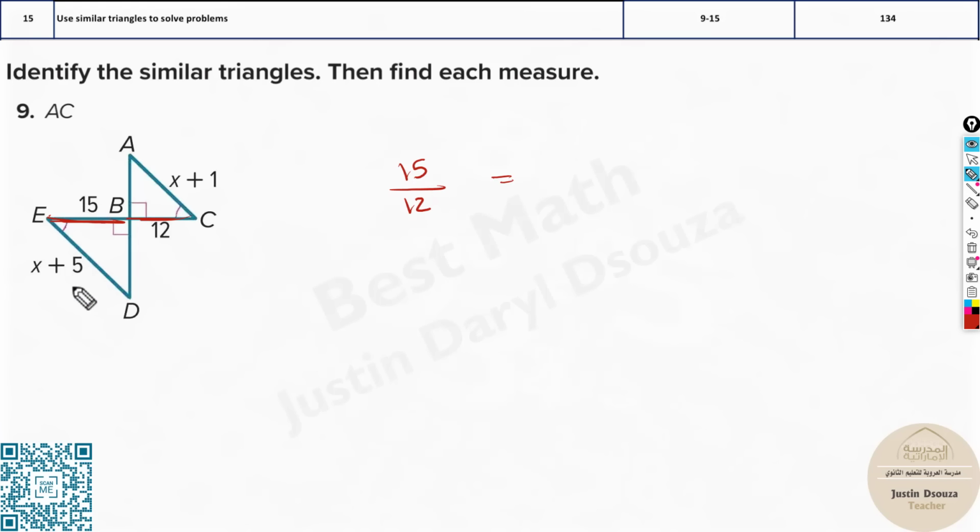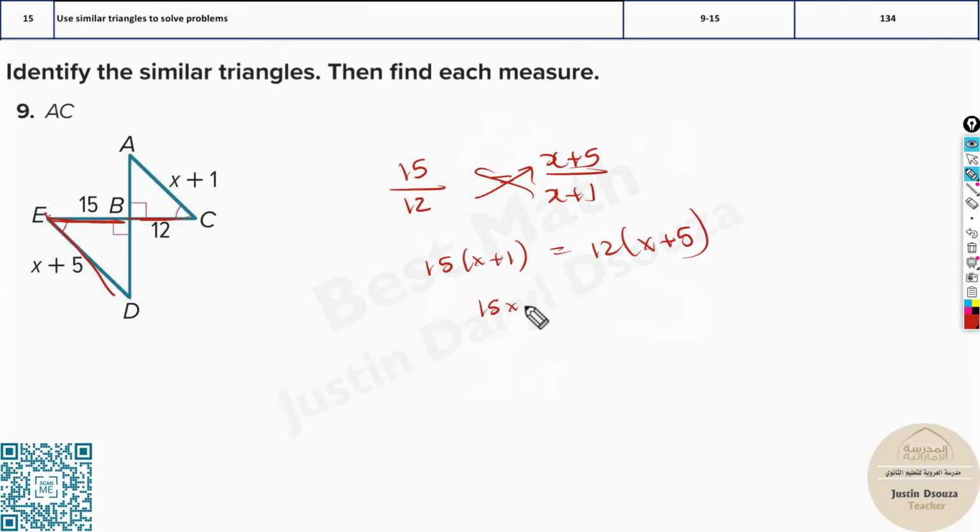This will be equal to, I've chosen this triangle, so I choose the other side of that same triangle first, x plus 5 and x plus 1. So let's solve this up. This goes to the other side, 15 into x plus 1, cross multiply, and that is equal to 12 times x plus 5. Now then it will be 15x plus 15, that is equal to 12x plus 15 times 5 is 60. You can directly put this in the calculator and solve.